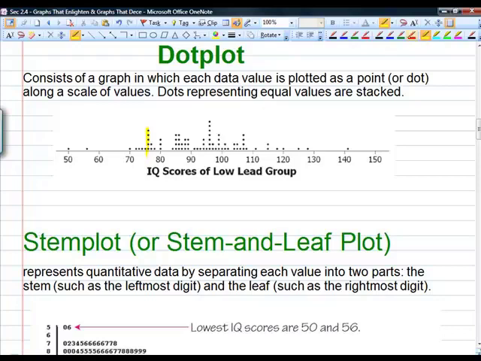And this is kind of cool because you can see a representation of the shape of your data. And we're going to learn later on that the shape of the data, or have we already talked about the shape of the data?